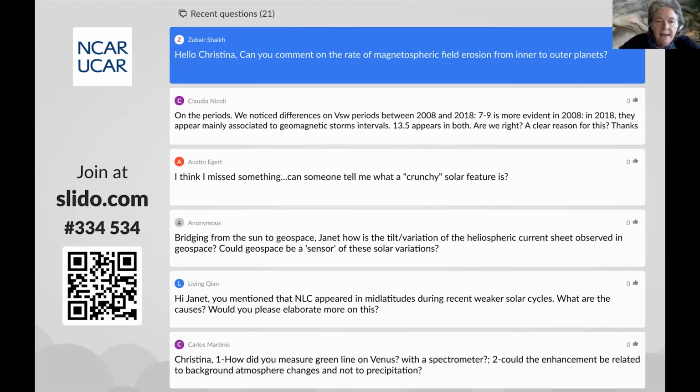Could you elaborate on what you mean by erosion? I asked that question at Slido. What do you mean by erosion? When I say erosion, I mean that the magnetic field of the planet got weakened with respect to time.